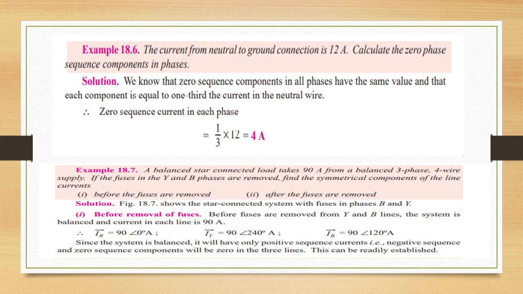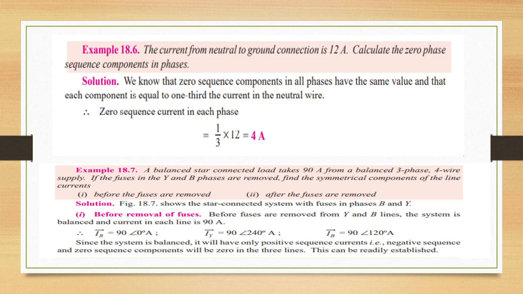Next numerical, a balanced star connected load takes 90 amps from a balanced three-phase 4-wire supply. If the fuses in Y and B phases are removed, find the symmetrical components of the line currents before the fuses are removed and after the fuses are removed. So first one we will see before the fuses are removed.